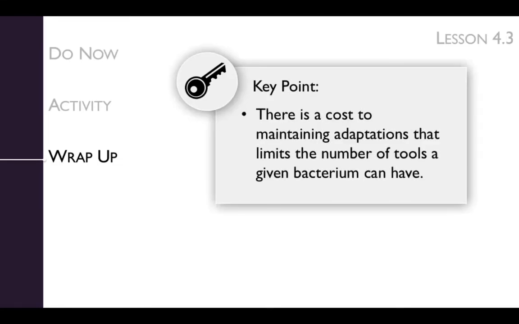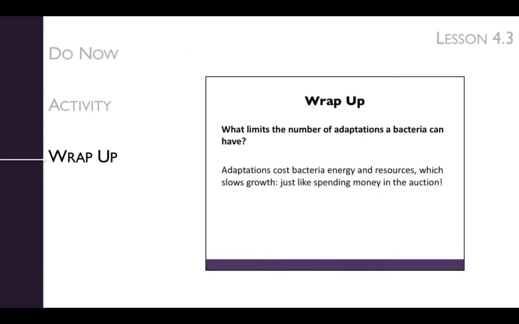The key point of the wrap-up is that there is a cost to maintaining adaptations that limits the number of tools a given bacterium can have. In the wrap-up, students will consider what limits the number of adaptations a bacteria can have. The main idea here is that just like in the auction, there is a cost to bacteria for maintaining adaptations, and this cost is nutrients and energy.